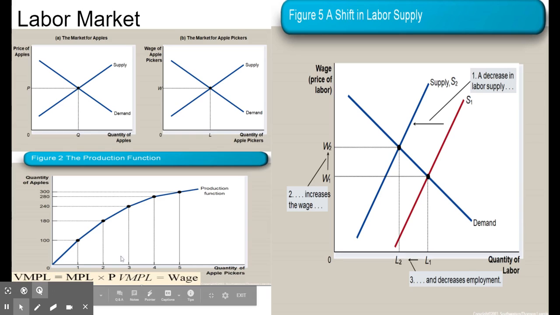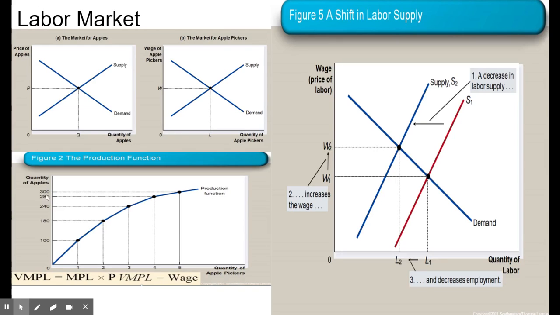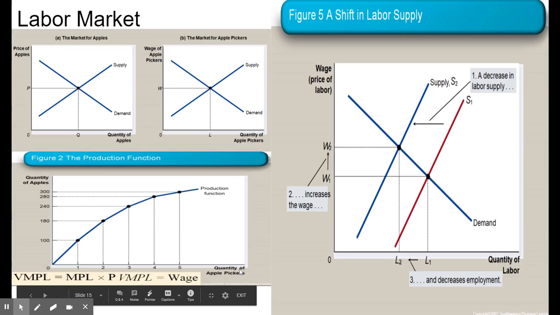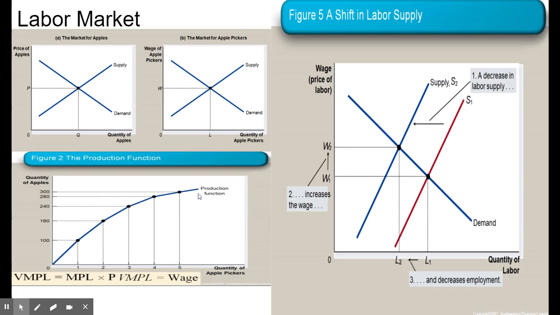So they should hire up to that point. Quantity of apples is on the vertical axis. The quantity of apple pickers is on the horizontal axis. So we can see that we're increasing the number of apple pickers and then increasing the quantity of apples.